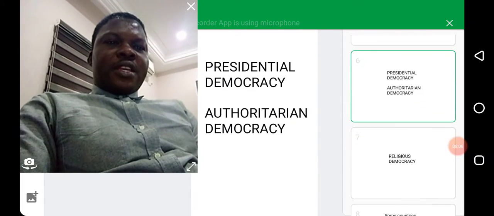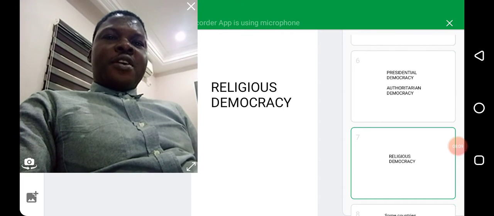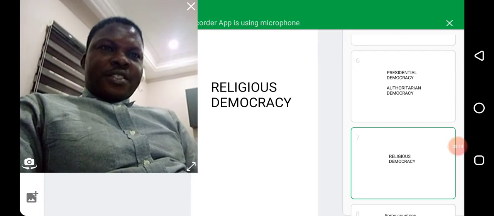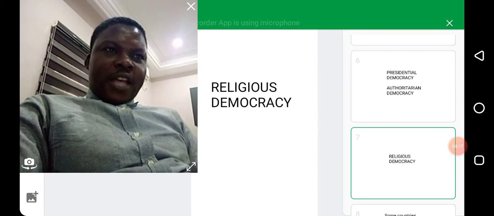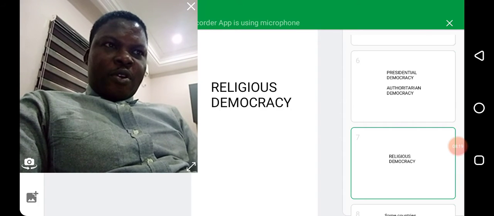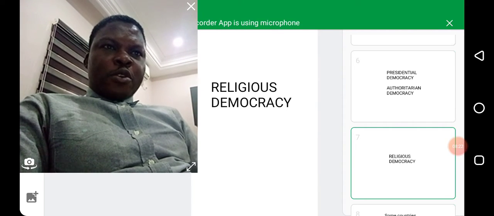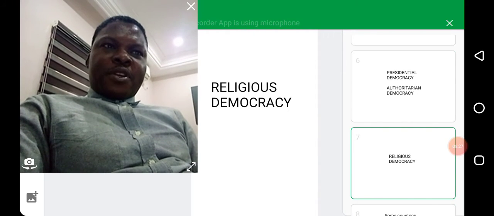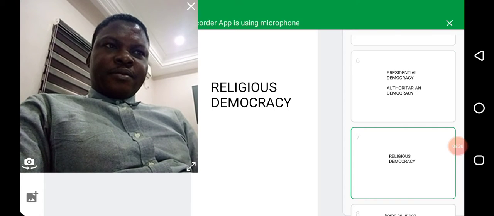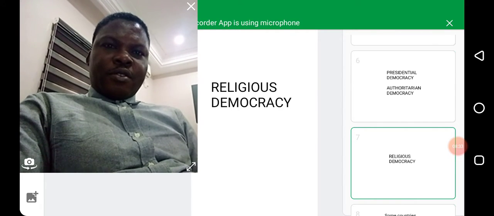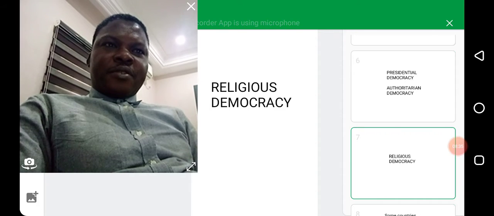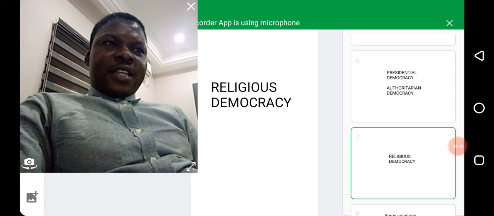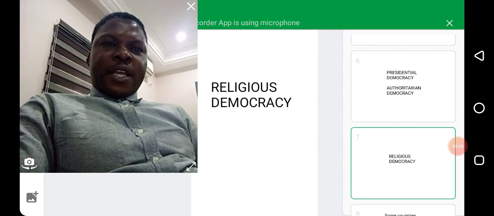Then the last one is religious democracy. In religious democracy, secular laws and the people meet to create the principles of the government. The most common example is an Islamic democracy. In an Islamic democracy, the laws of Islam guide the policy creation of the country. The leaders of this democracy must also follow the teachings of Islam. However, these leaders are elected to their position by the people.